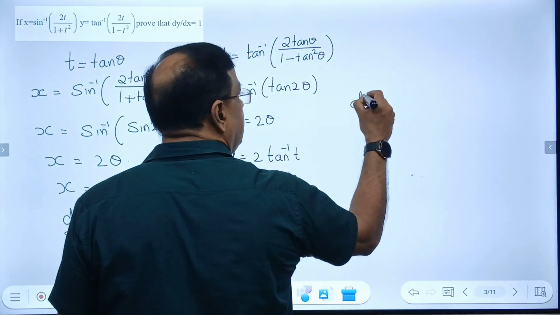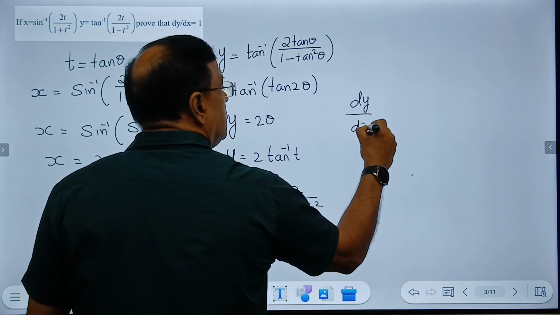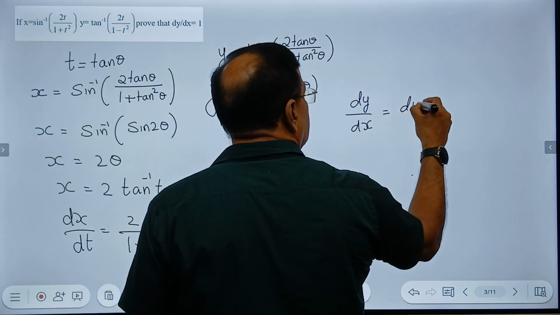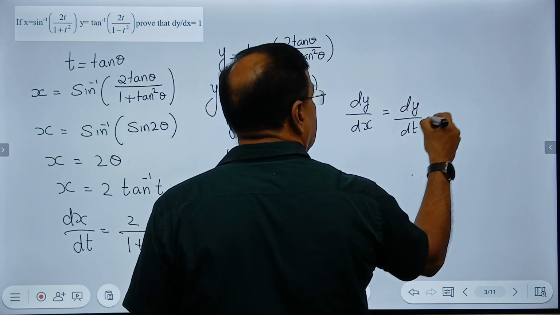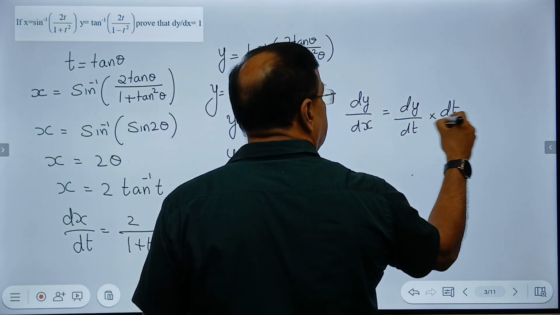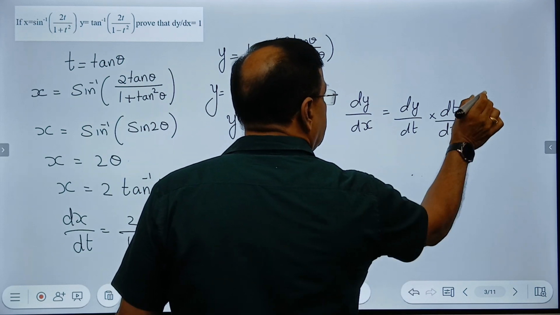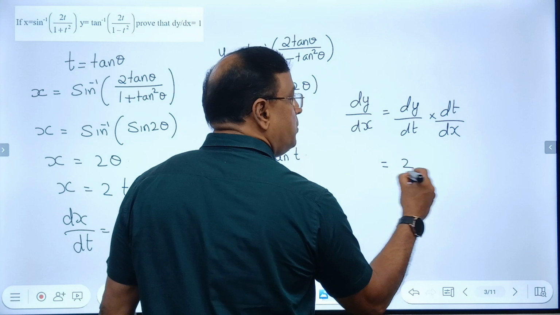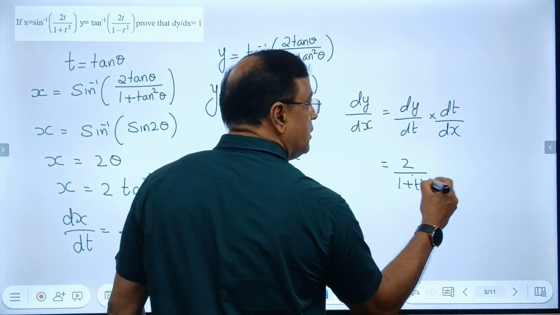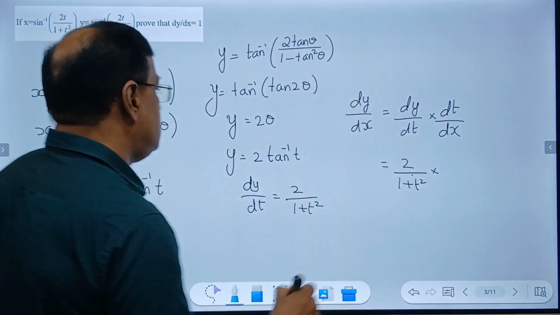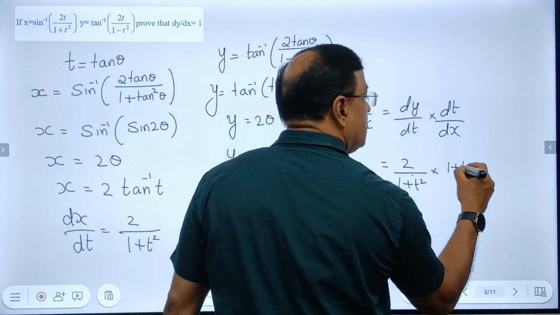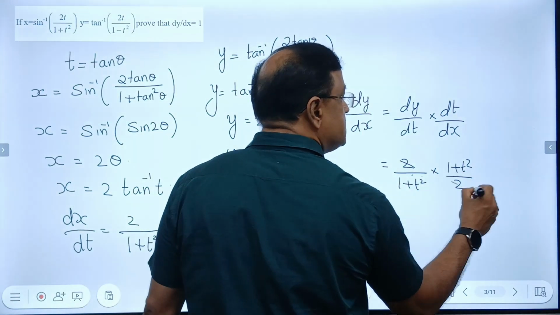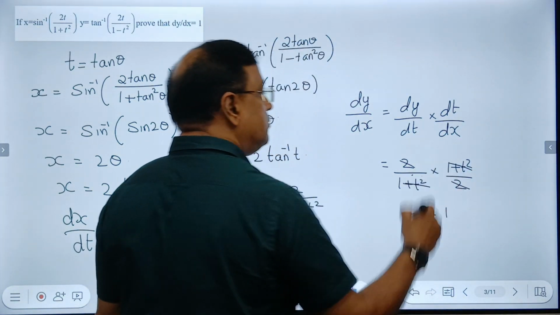Now I want to find dy by dx. What's the formula? Dy by dx is dy by dt into dt by dx. Now what is dy by dt? dy by dt is 2 by 1 plus t square, and dt by dx will be 1 plus t square by 2. So they get cancelled, you get 1.